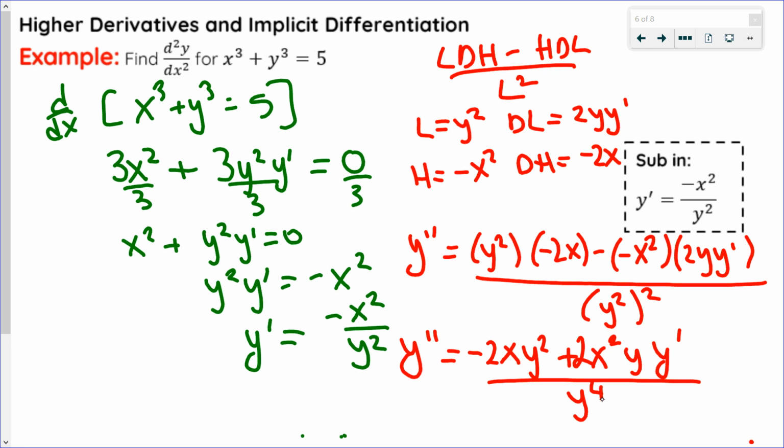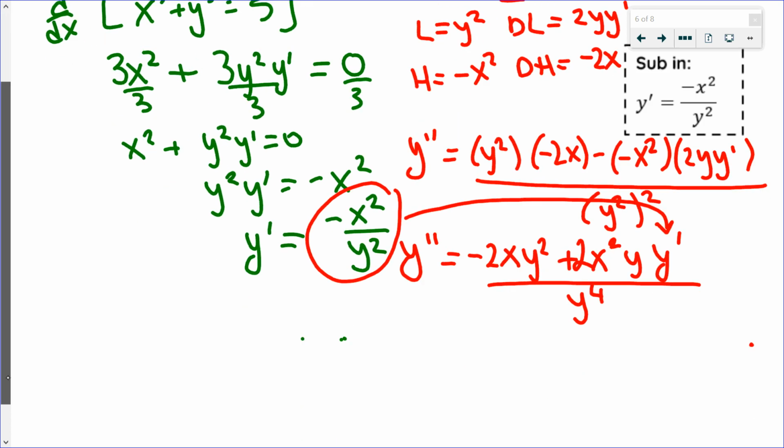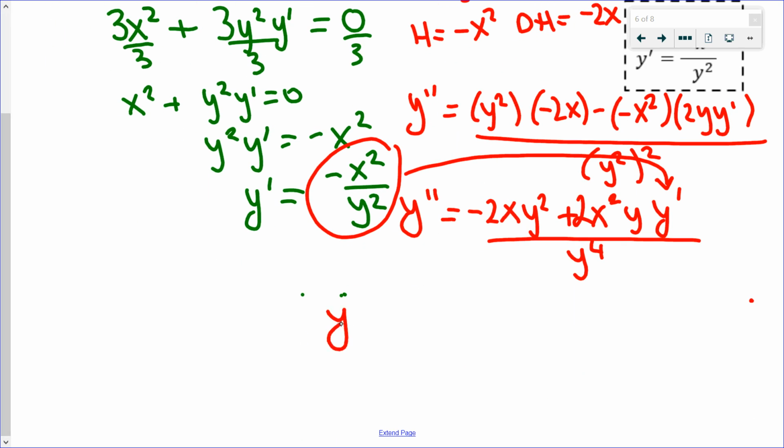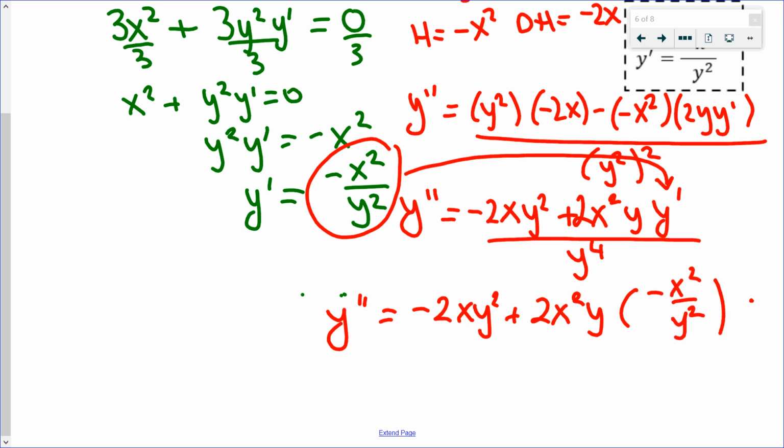Okay, so we have what y prime is. See what y prime is? It's negative x squared over y squared. So I'm just going to simply replace that with the y prime that I have right there. So let's look at what that would look like. I'm going to have y double prime is equal to negative 2xy squared plus 2x squared y times y prime, which we know is negative x squared over y squared, all over y exponent 4.